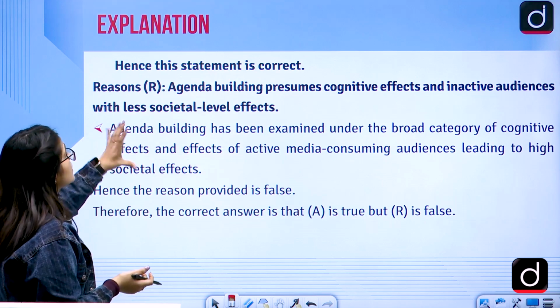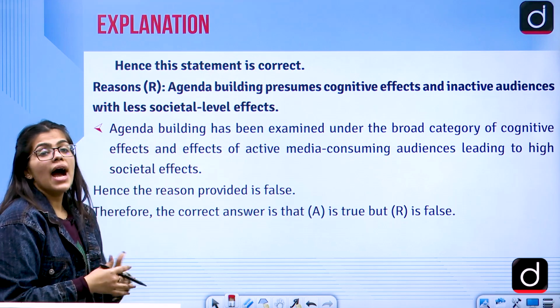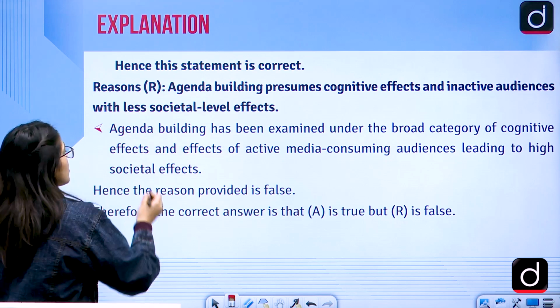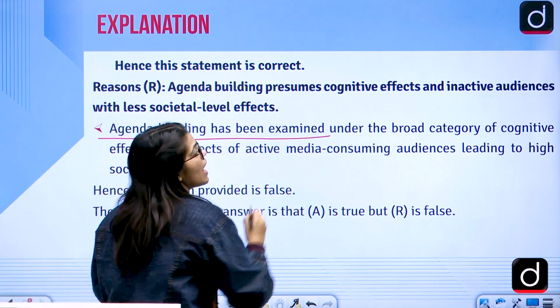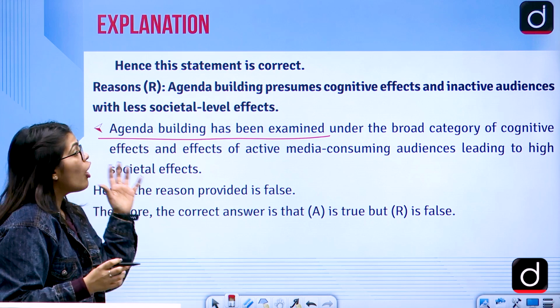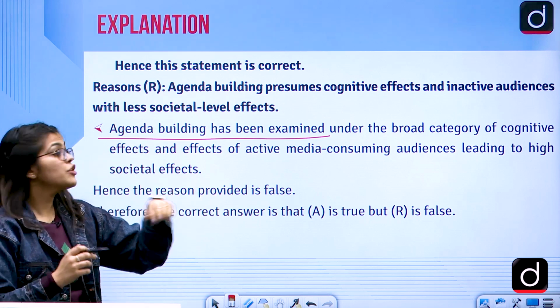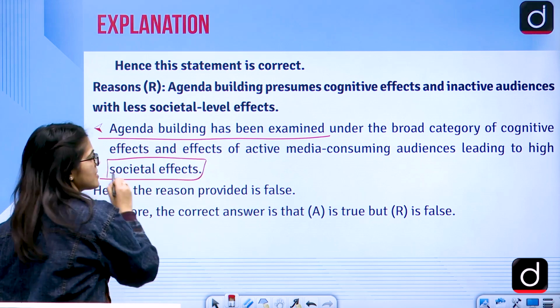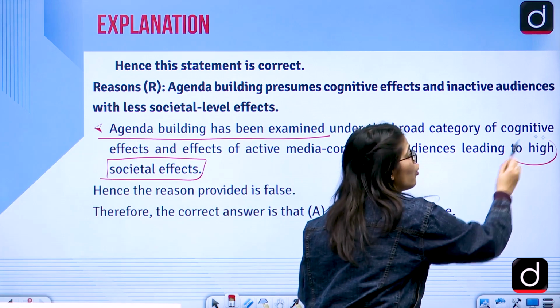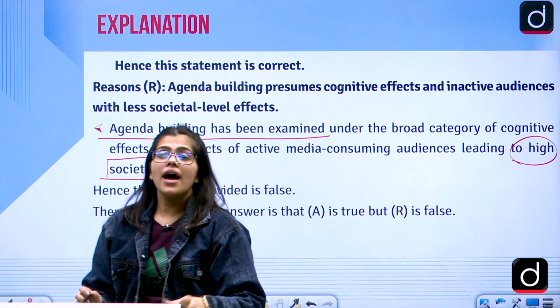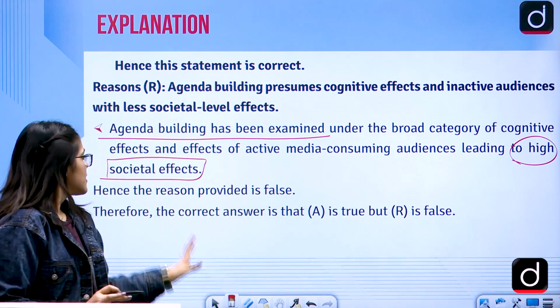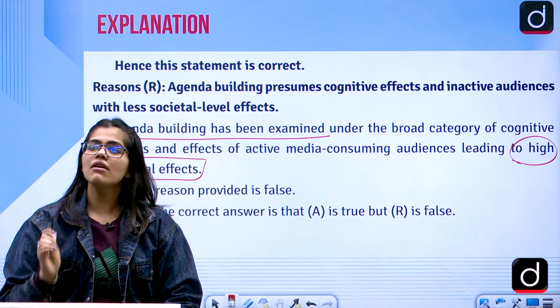Then we have the second statement, the reason, and this is wrong. Why? Because agenda building has been examined under the broad category of the cognitive effects, and always these effects lead to high societal effects. So this is not low societal effects but high societal effects. This means that C is the right answer, right?